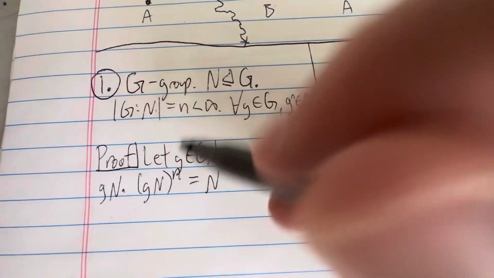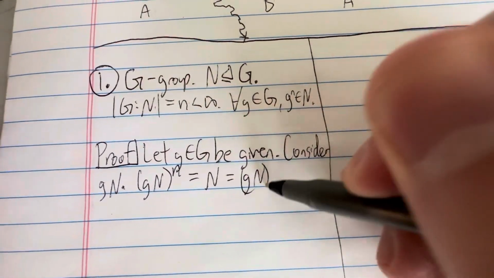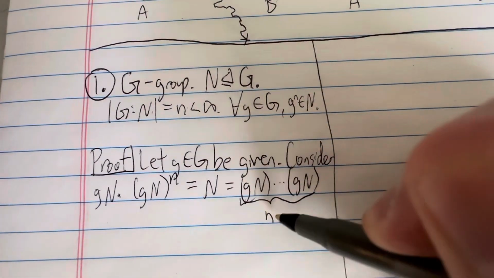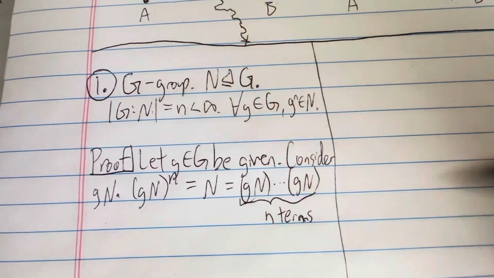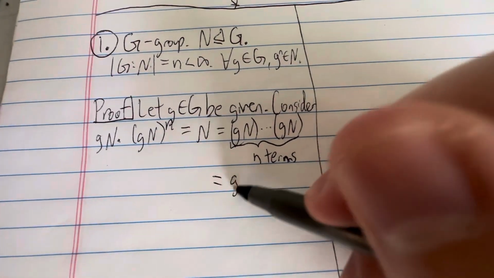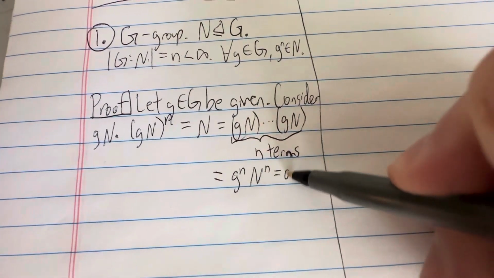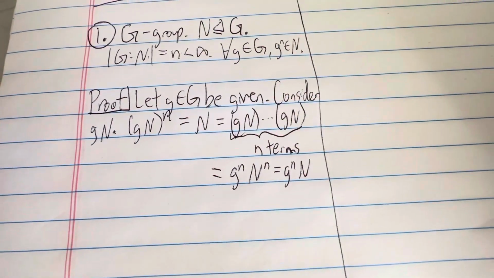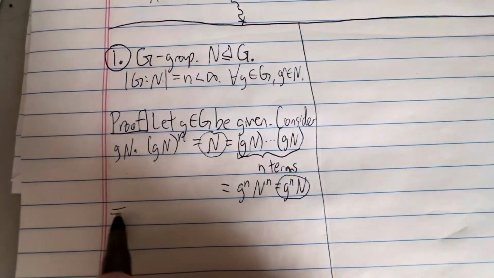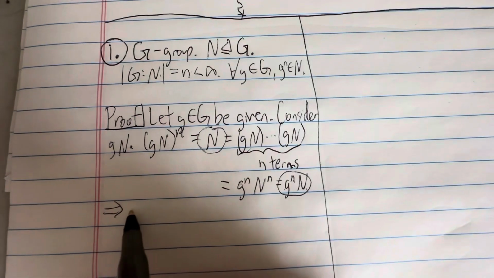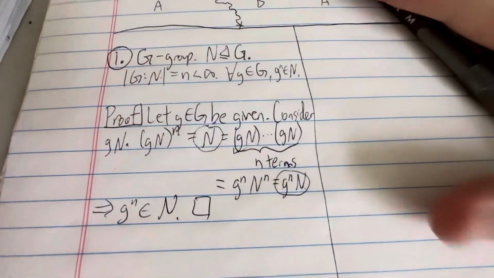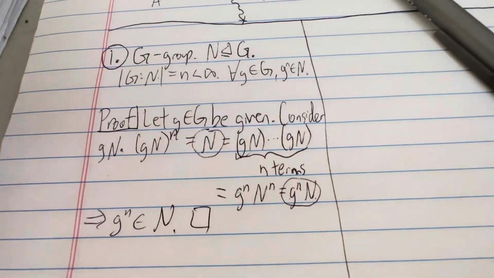But gN to the nth power is the same as gN times a bunch of gN's, such that there are n of them in total. But I can rearrange this in a nice way. I can rearrange this as g to the n times N to the n, but that's just the same as g^n N. But because this is equal to N, this is enough to conclude that g^n gets absorbed by N. So I have g^n in N. Very short proof, especially if you know how to prove it.